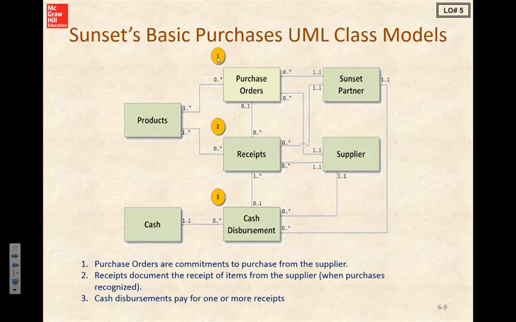So one, we'll take a peek at one here. Purchase orders are commitments to purchase from the supplier. Two, receipts document the receipt of items from the supplier. And three, cash disbursements are paid for one or more receipts.